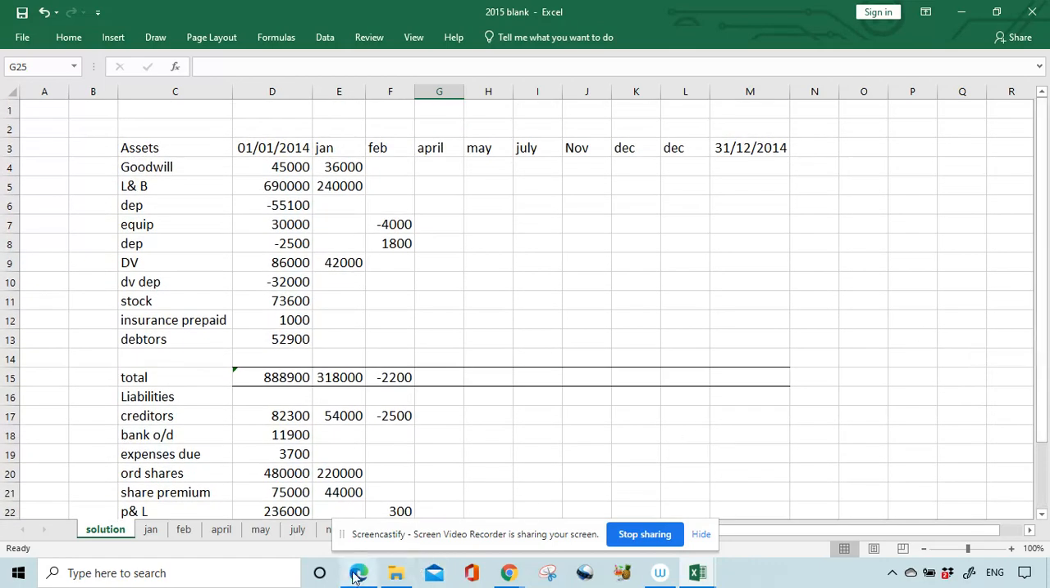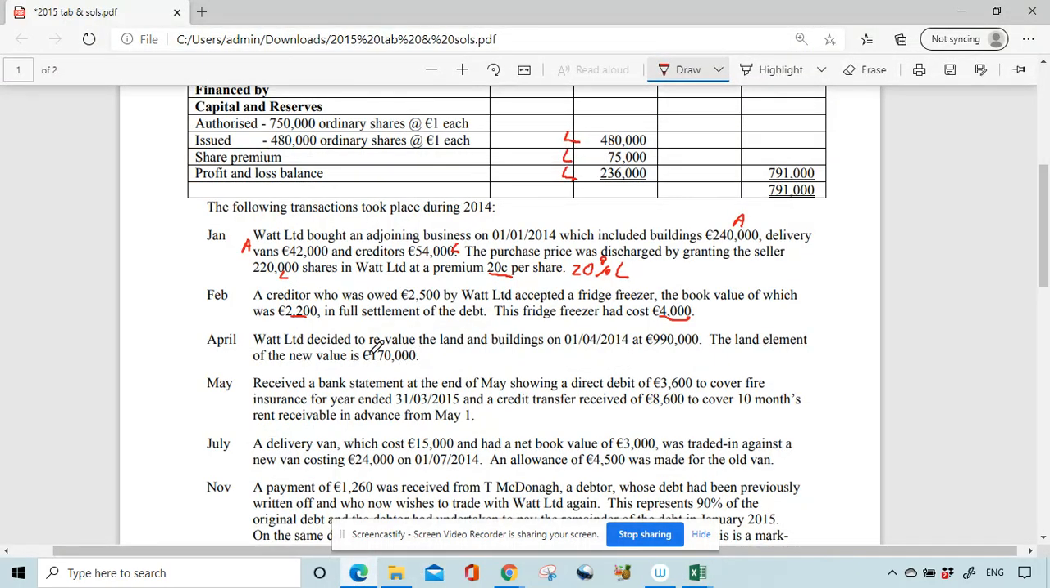April. Watt Limited decided to revalue the land and buildings at 990,000. The land element is 170,000. Okay, that will become relevant later on for depreciation. So first of all, revaluing at 990.